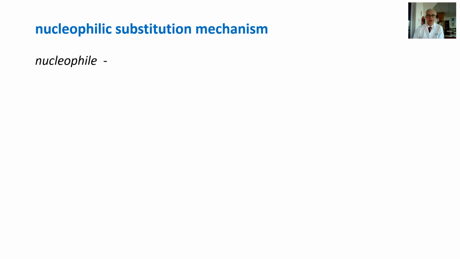Let's look at the mechanism for nucleophilic substitution. So first of all, you might just pause and recall a description of a nucleophile. Okay, so a nucleophile is an electron pair donor, and in donating a pair of electrons, a covalent bond is formed.